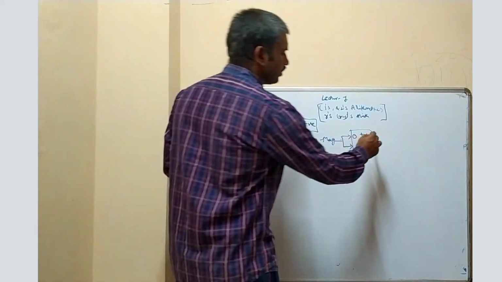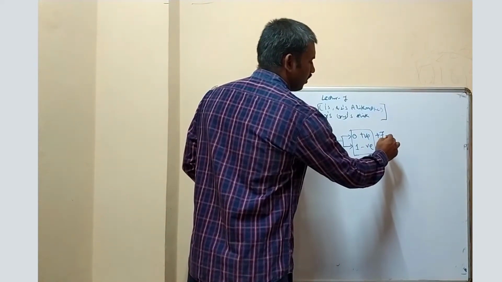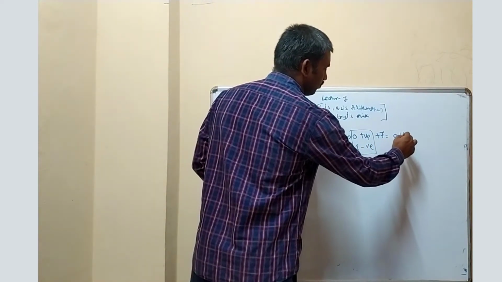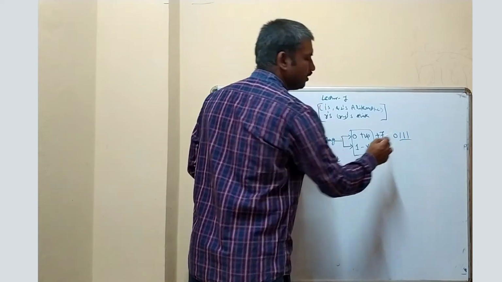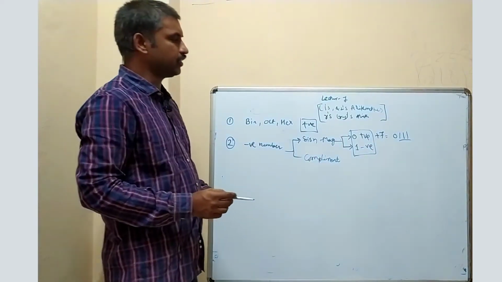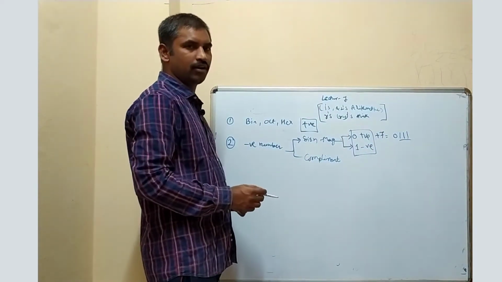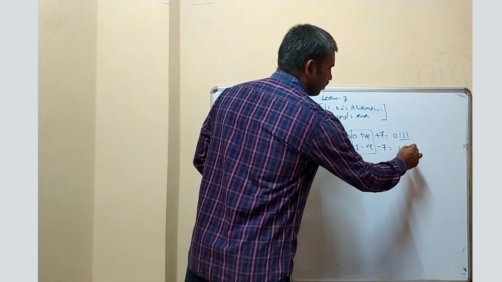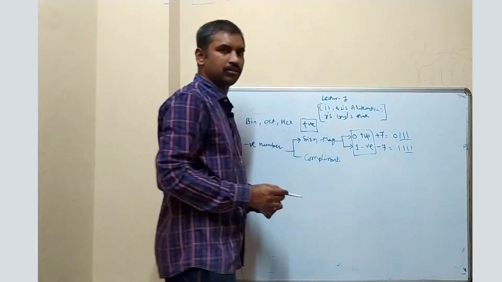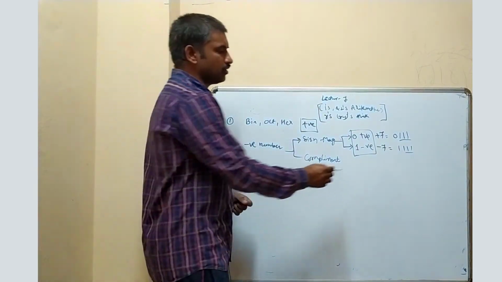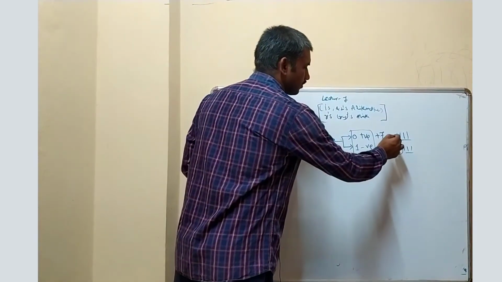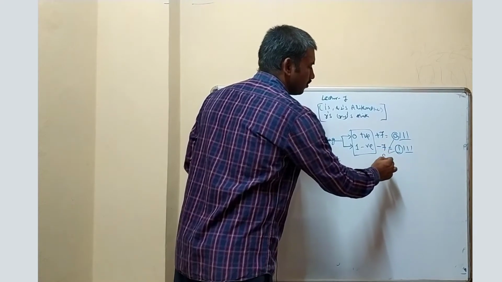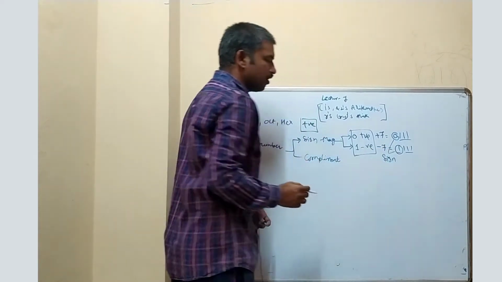Let us take a simple example. Plus 7 will be written as 0, 1, 1, 1, where the first three bits represent the magnitude and the last bit represents the sign bit. Similarly, minus 7 can be written as 1, 1, 1, 1, where the first three digits represent the magnitude and the last bit represents the sign bit. So these two are the sign bits. This is one way of representing negative numbers.